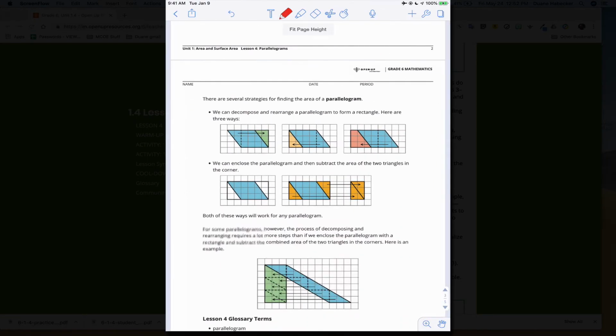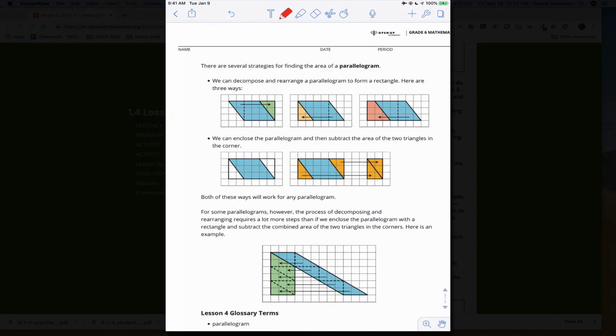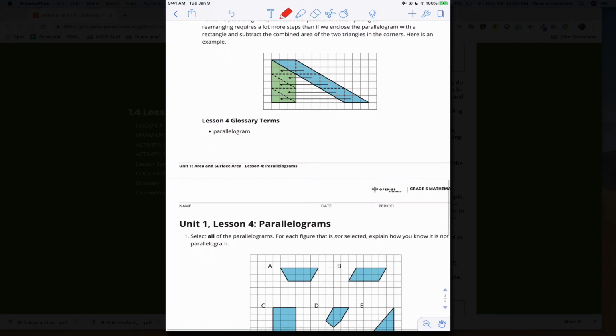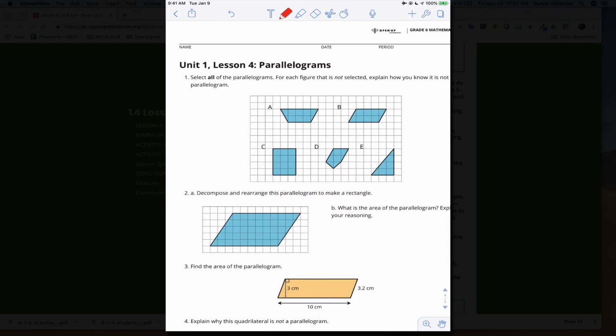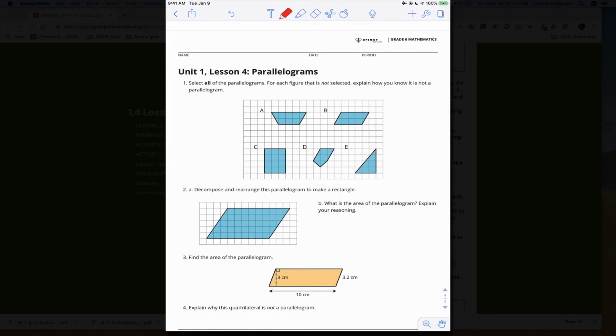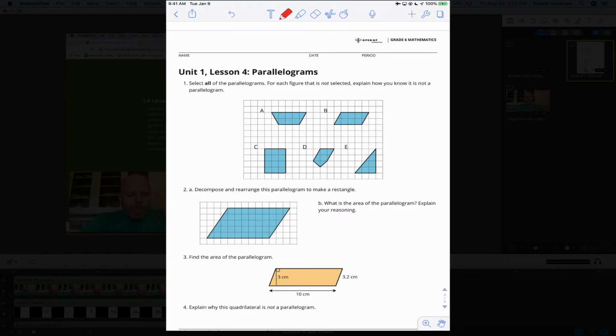And so that's the big takeaway of what a parallelogram is. We also learned that parallelograms can be rearranged to make rectangles, and that rectangles are easy to find the area of. So now let's take a look at the homework. All right, so for this first problem, it says to select all of the parallelograms, and for each figure that's not a parallelogram, explain how you know it's not a parallelogram.